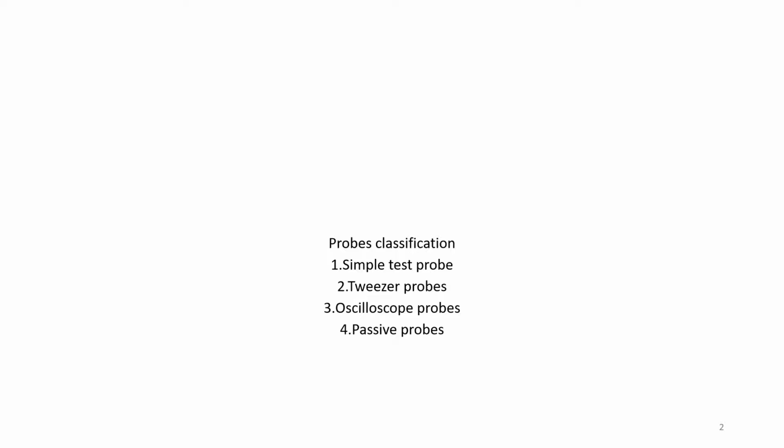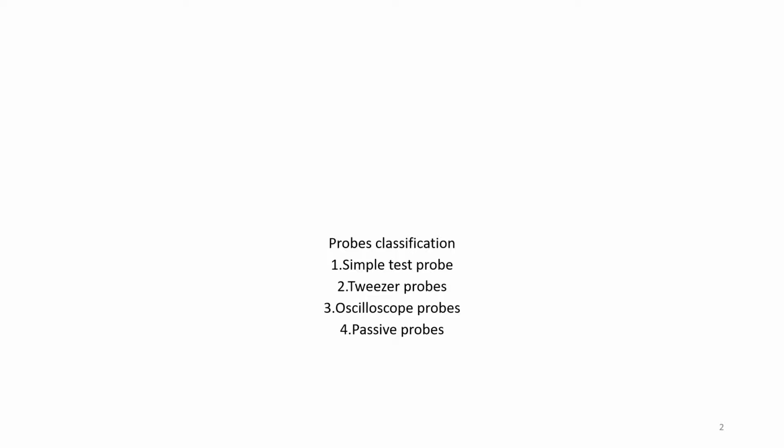Oscilloscope probes are characterized by the frequency limit where the amplitude response has fallen by 3 dB, or by rise time TR. So F_dB is given as 0.35 divided by the rise time. Thus, a 50 megahertz probe has a rise time of 7 nanoseconds.